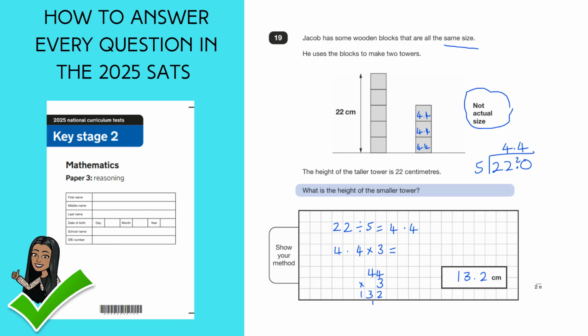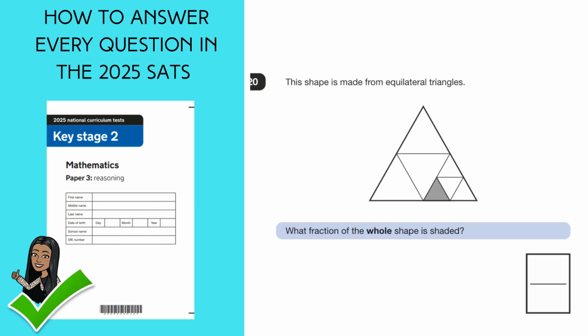Or you might do it as 4 times 3 is 12. So 0.4 times 3 is going to be 1.2, because this is 10 times smaller than that. Add these together, 12 and 1.2, and you're going to have 13.2. Same answer. Question 20. This shape is made from equilateral triangles.